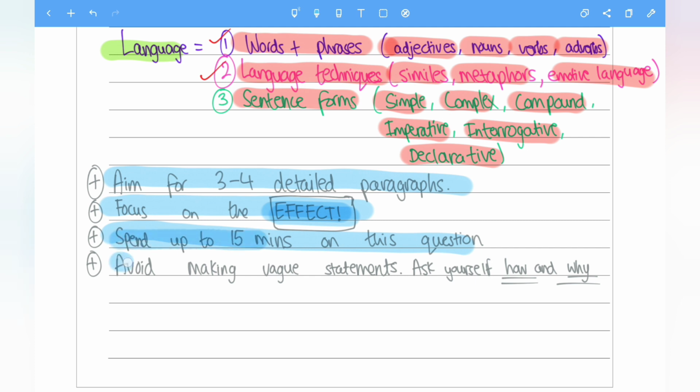And finally, avoid making vague statements. So ask yourself how and why. So don't tell us, oh, it makes the reader interested or this creates tension. Tell us how and why. Okay, so avoid these vague statements and be specific with your analysis. And if you can do this accurately, then for sure you can achieve the higher marks.